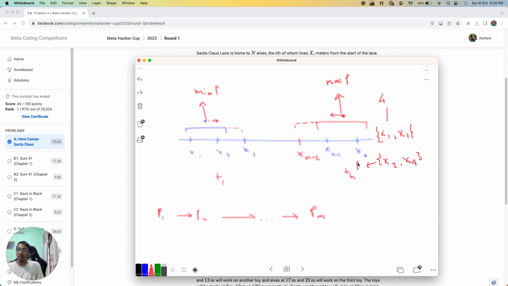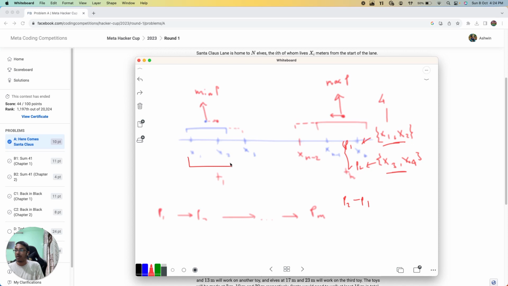Suppose P2 corresponds to one group and P1 to the other, I will just take the average, right? Oh no, not average, average of these two, and take the distance between them, that is P2 minus P1. Okay, it will work for 4, it will work for 6 as well.